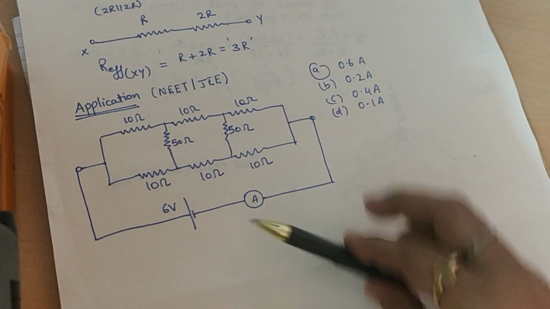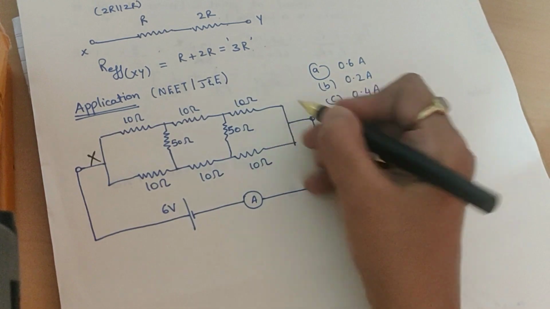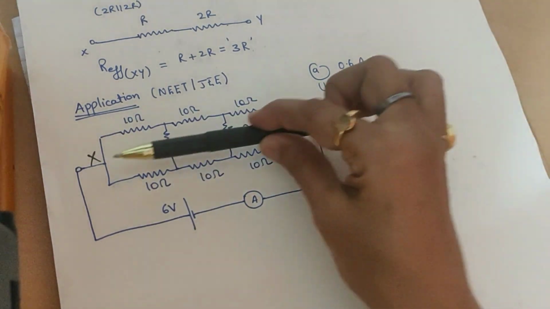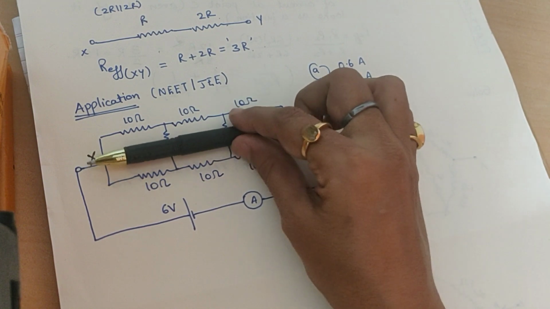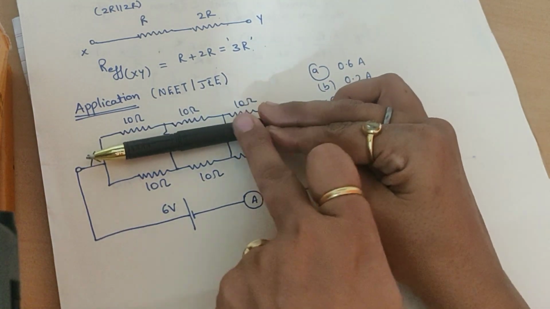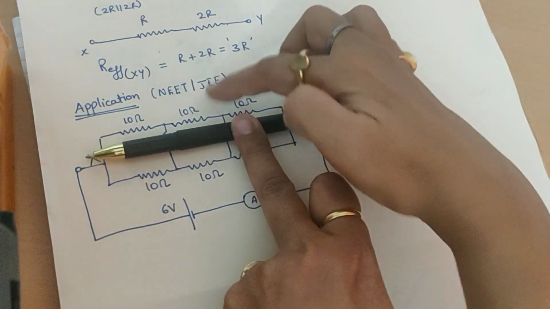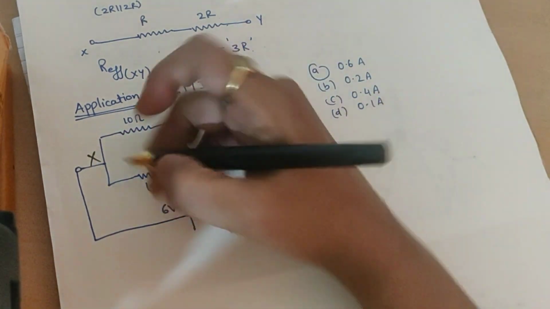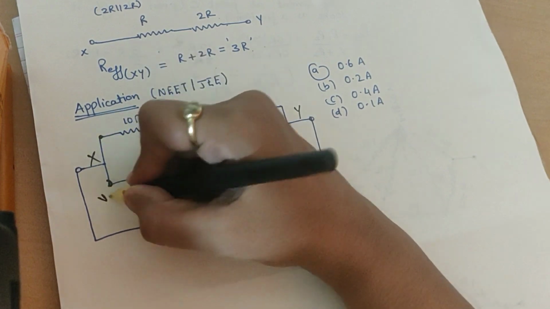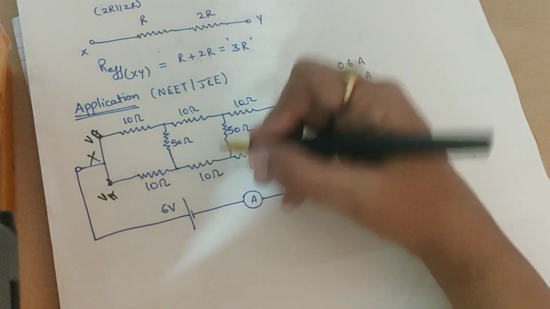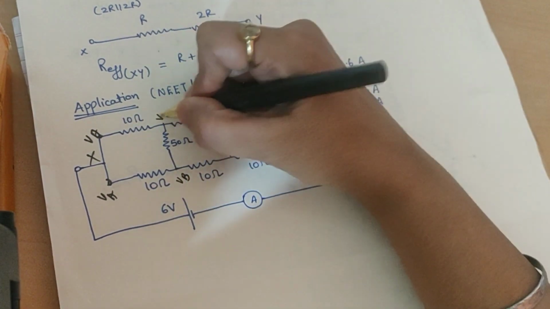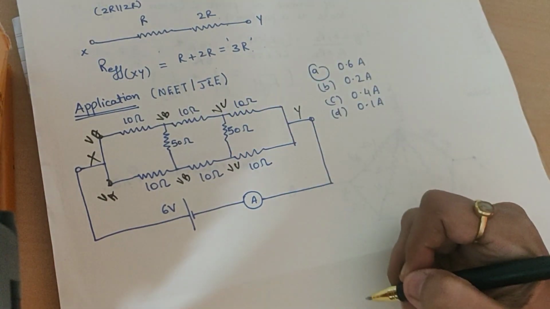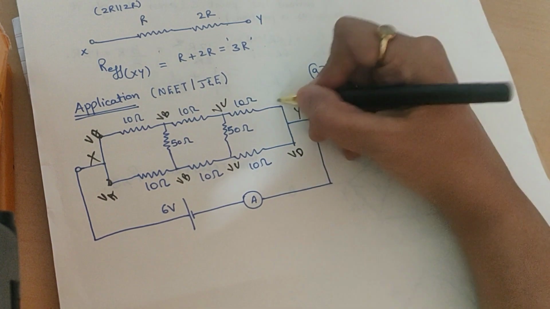Now you can see that this point is suppose X and this point is Y. See, you have to do this by yourself, but I'll explain you. If I put like this, fine, you can see that it is a mirror symmetry. 10, 10, 10, 10, and this is also 10 and this is also 10. Fine, it means that the potential of these two points is same. You can write same potential. Here the potential is same. You can write the same potential. Here the potential is same. I can write VC. Suppose I write this here as VD.